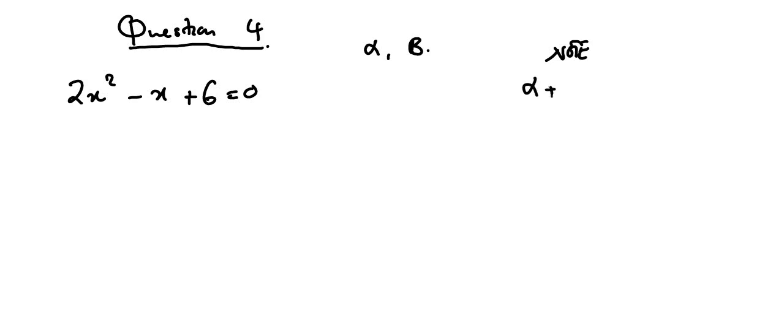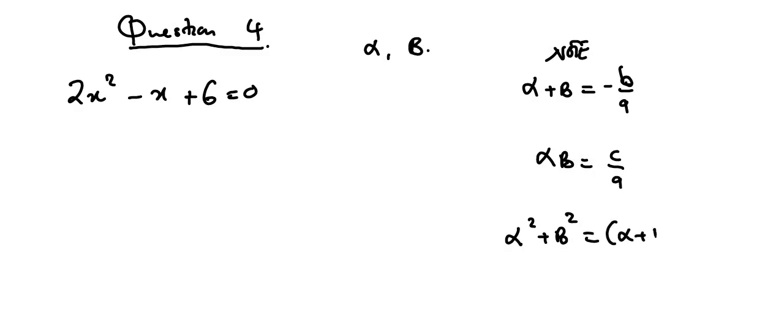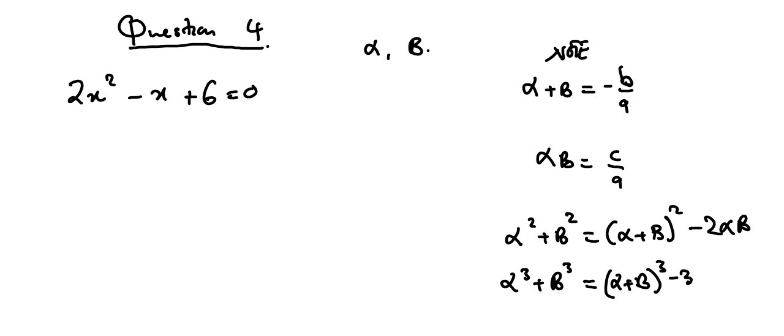We know that if we add alpha plus beta, the answer will be negative b over a. And if we multiply them, we'll simply get c over a. Also alpha squared plus beta squared is always going to be alpha plus beta, all squared, minus 2 alpha beta. And alpha cubed plus beta cubed is the same as alpha plus beta, then cubed, minus 3 alpha beta, then alpha plus beta. Now there are so many formulas, but these are the basic general ones.